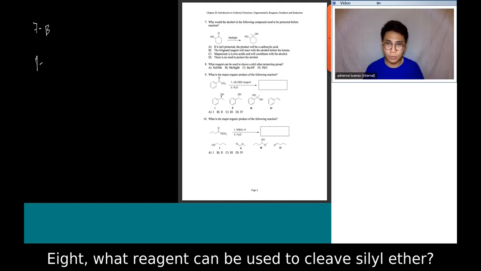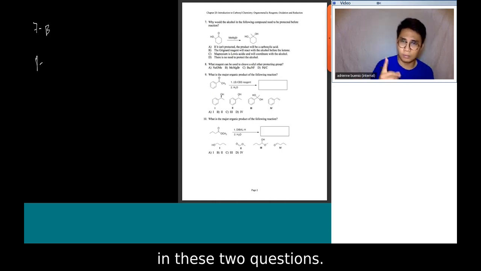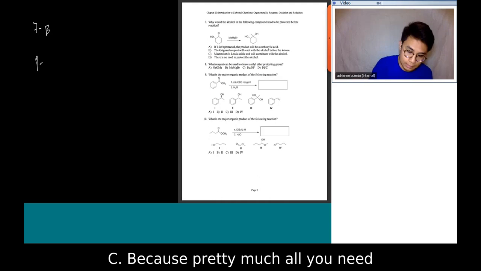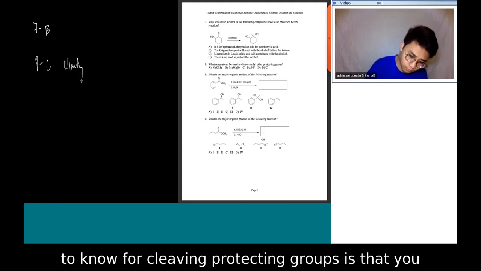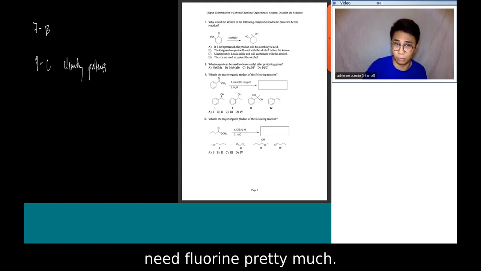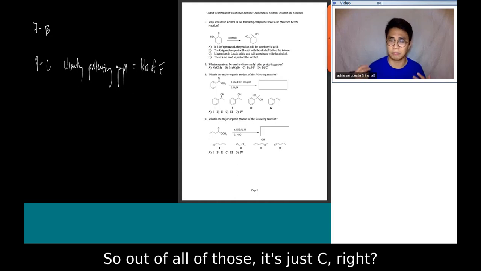8, what reagent can be used to cleave silyl ether? So this one is also a good one, right? Protecting groups. We're talking about protecting groups in these two questions. So 8, you guys should have gotten C, because pretty much all you need to know for cleaving protecting groups is that you need fluorine. Groups need lots of fluorine. So out of all those, it's just C, right?